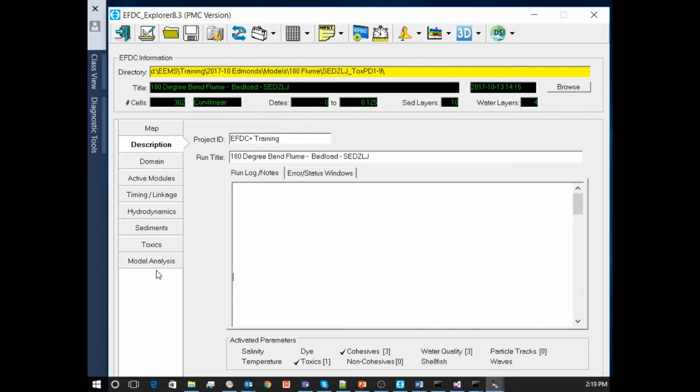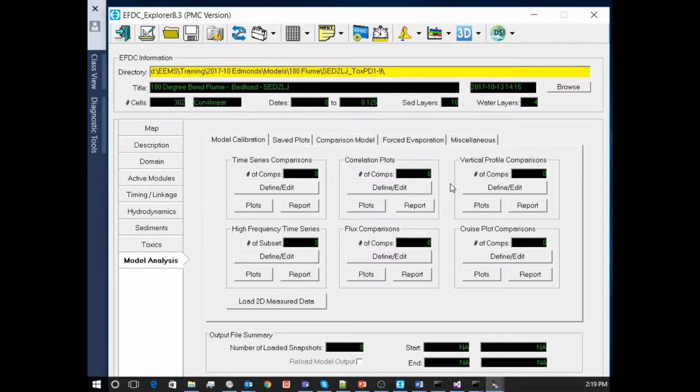Okay, so this one's done. We'll look at the mass balance first.